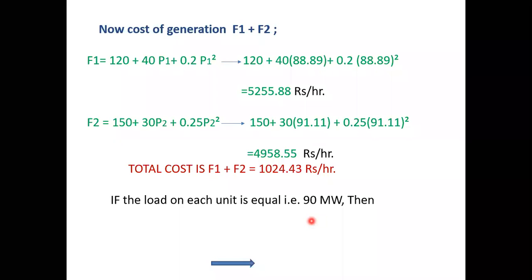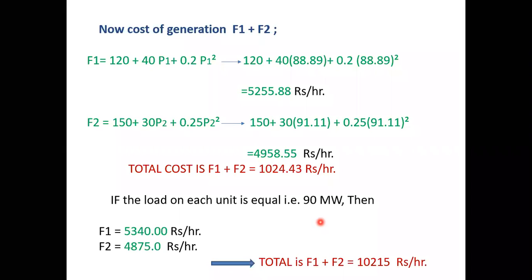Let's see the answers. So that is F1 and F2 when you are substituting 90 megawatts. Similarly, add these two, then you will get the total cost is 1215 rupees per hour. So this is also a simple problem, but you need to have some basics for solving these types of problems.